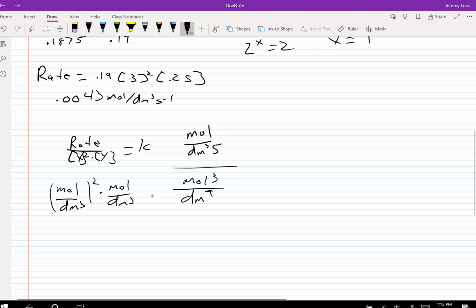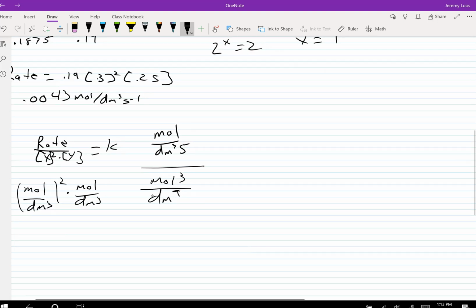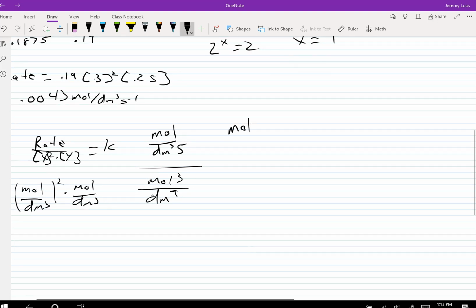Okay, so now I've got all of this business right here that I need to simplify. One way to think about that is dividing is the same as multiplying by the reciprocal. So multiply this by dm to the 9th over mole cubed. All I'm doing is taking this and flipping it, because dividing is the same as multiplying by the reciprocal, like I said. And that's just a way of helping me see what simplifies here.